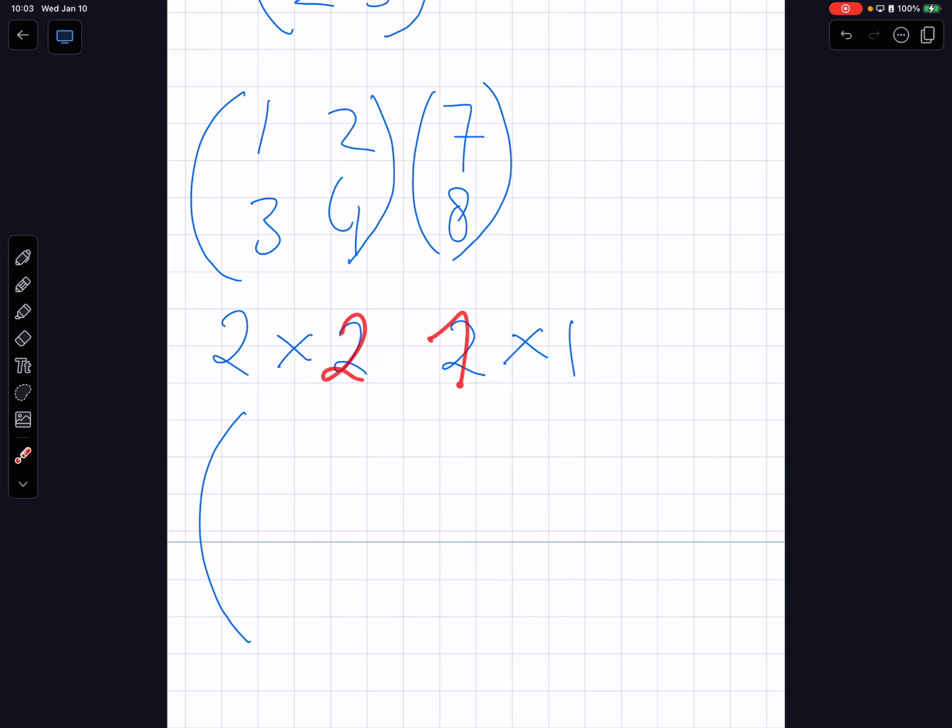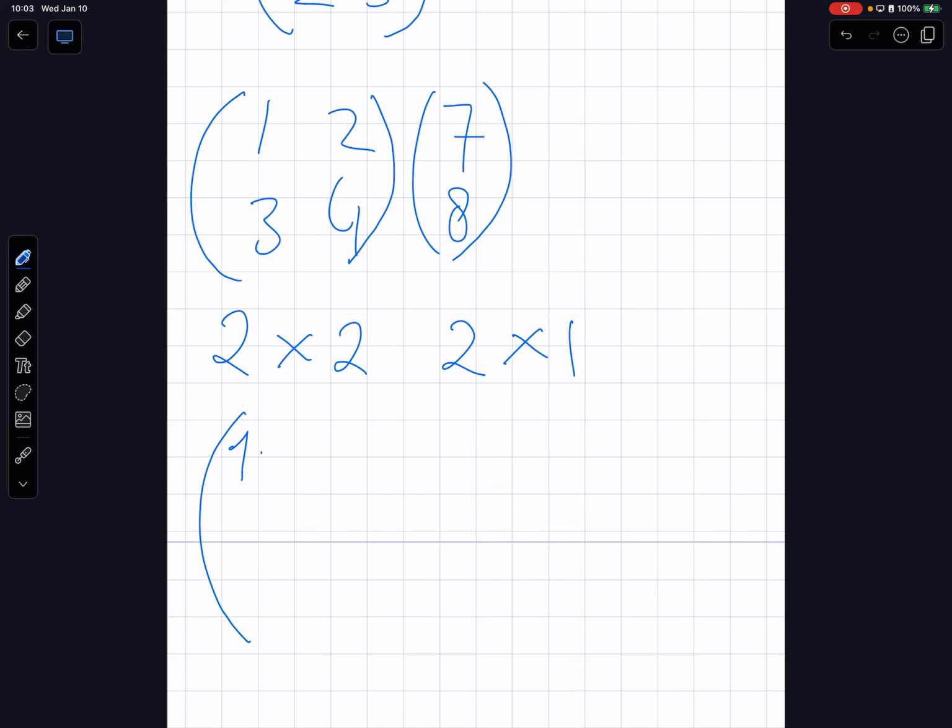If this was 2 and this was 1, they could not be multiplied. Then your answer will be 2 by 2, 2 rows and 2 columns. If they're the same, then they're the same. It's 2 by 2.